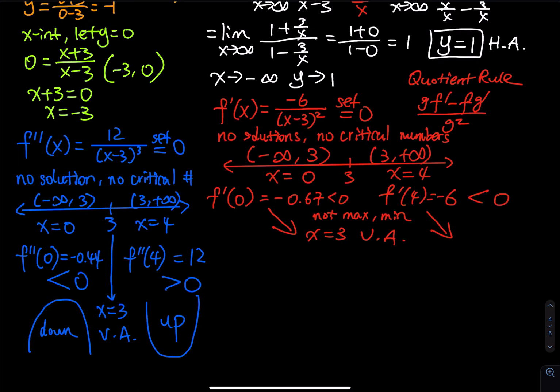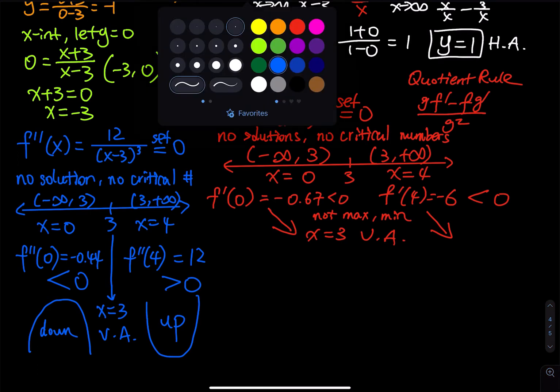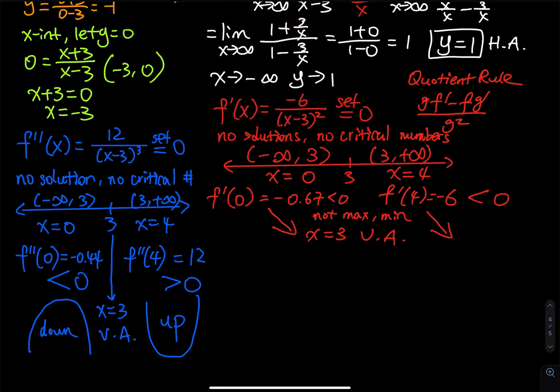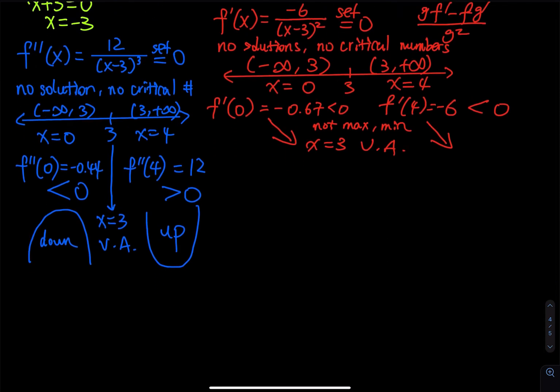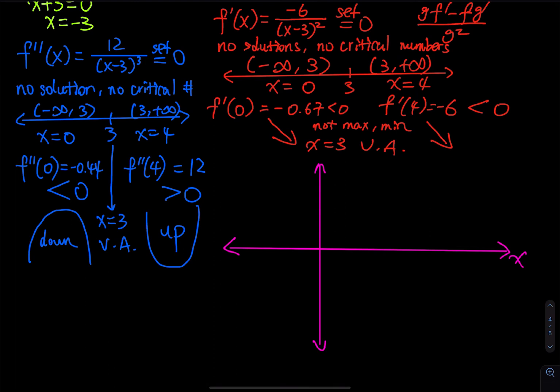So now we are ready to do the graphs. So let me go ahead and do the graphs. To do the graphs, let's set up the x-axis and the y-axis. How about this? We are going to use different colors. For the x and y axes, let's use pink. So this is my x-axis, and my y-axis is right over here.